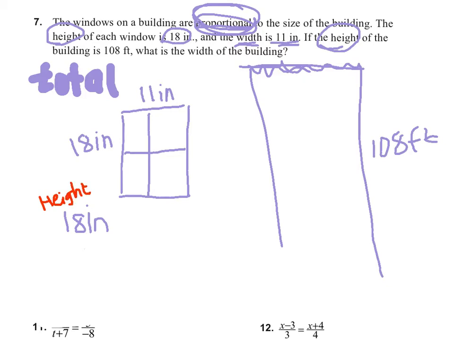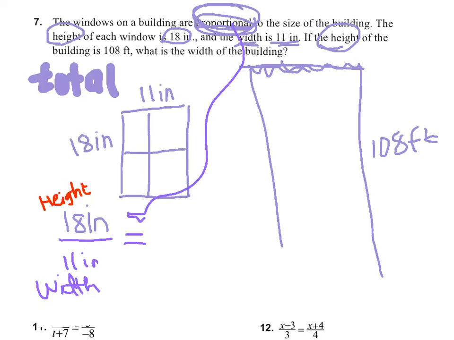And the height in the original problem was related to the width. So I have the height of 18 and the width of 11 inches. And I might just go ahead and call that the width. Okay, and that should be equal or proportional to the building.